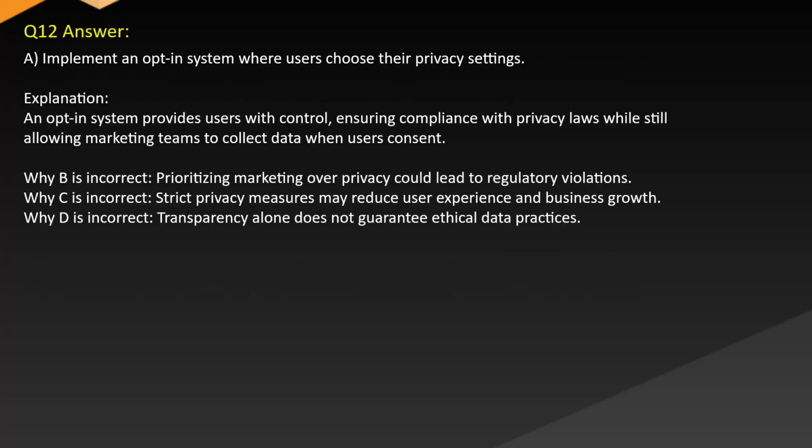Answer: A. Implement an opt-in system where users choose their privacy settings. Explanation: an opt-in system provides users with control, ensuring compliance with privacy laws while still allowing marketing teams to collect data when users consent. Why B is incorrect. Prioritizing marketing over privacy could lead to regulatory violations. Why C is incorrect. Strict privacy measures may reduce user experience and business growth. Why D is incorrect. Transparency alone does not guarantee ethical data practices.